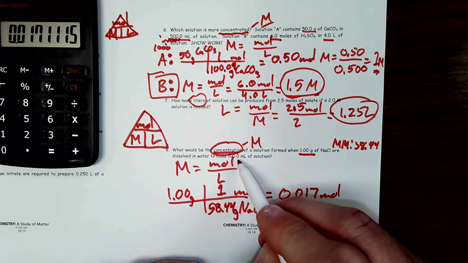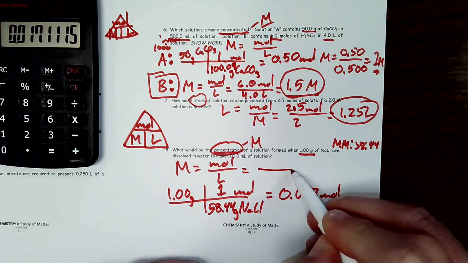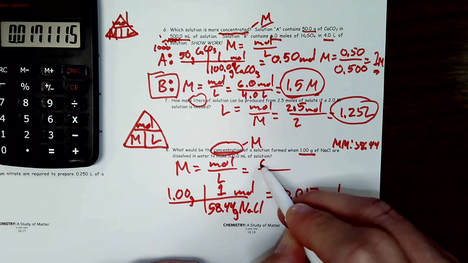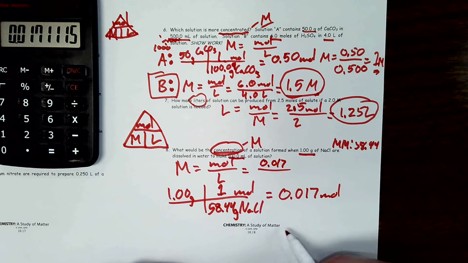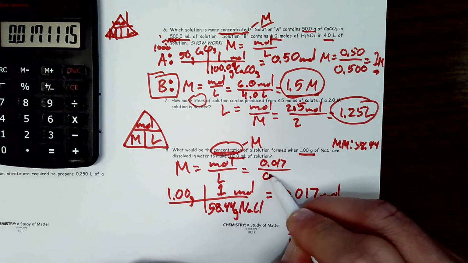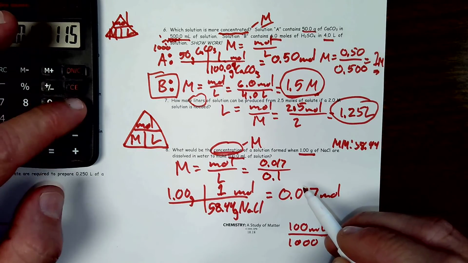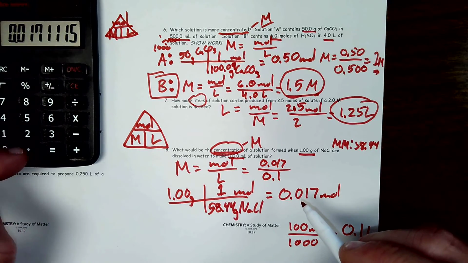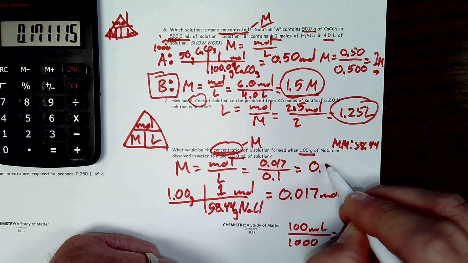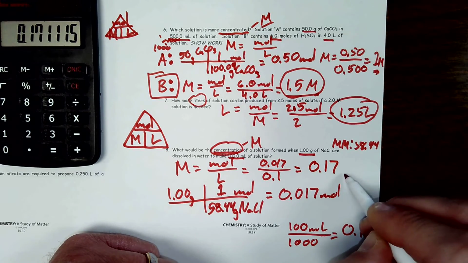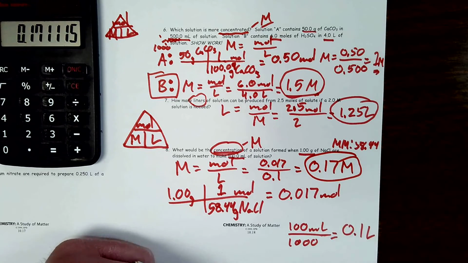So now I have my moles. I'm going to place that number up here, 0.017. Then I need the liters, but I have milliliters, so I take the 100 milliliters and divide it by 1,000, and that gives me 0.1 liters. So I'm going to put 0.1 on the bottom here. I take the number of moles and divide it by 0.1. I end up with 0.17 M, and there's my molarity.